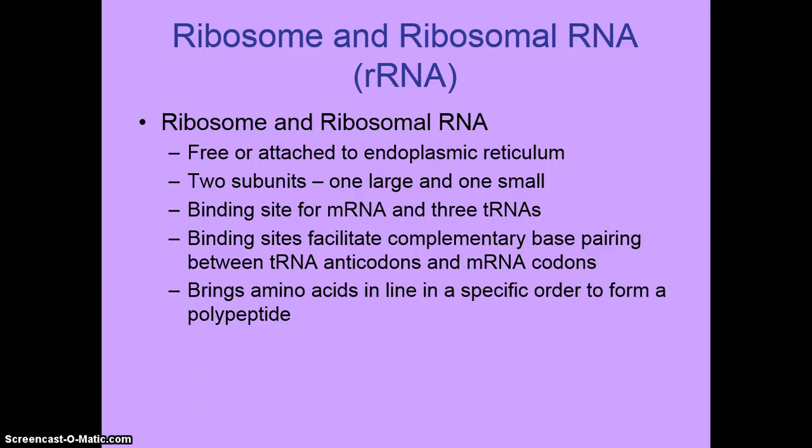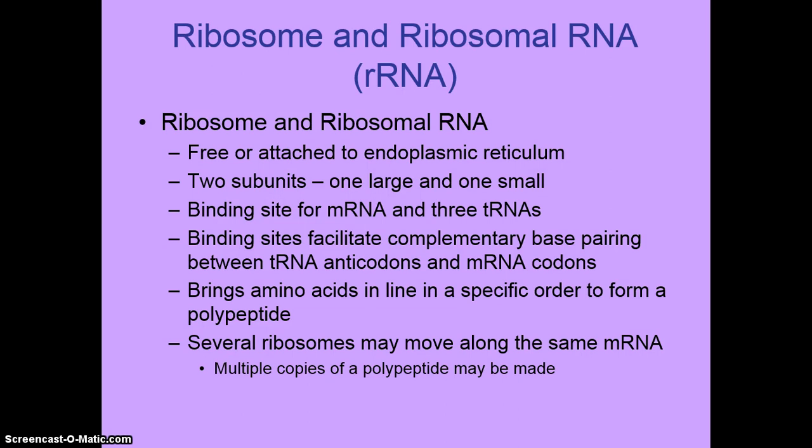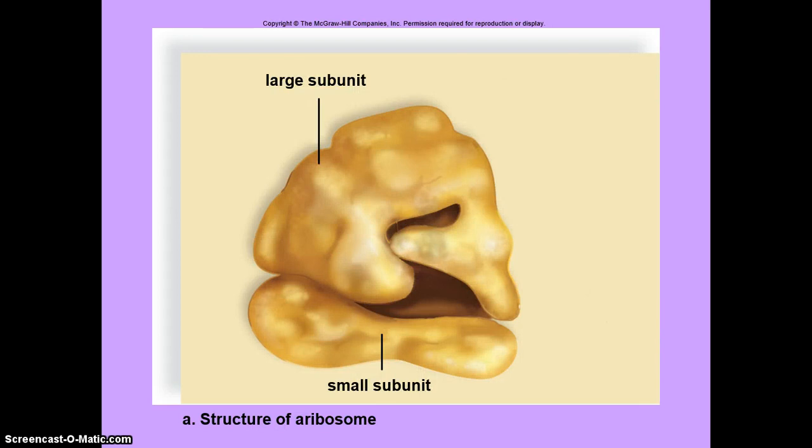It brings amino acids in a line in a specific order for a polypeptide to form, because the order of the amino acids determines the makeup of the protein. Several ribosomes can move along the same strip of RNA at the same time, so multiple copies of a polypeptide can be made. The entire complex is called a polyribosome when it's all put together.